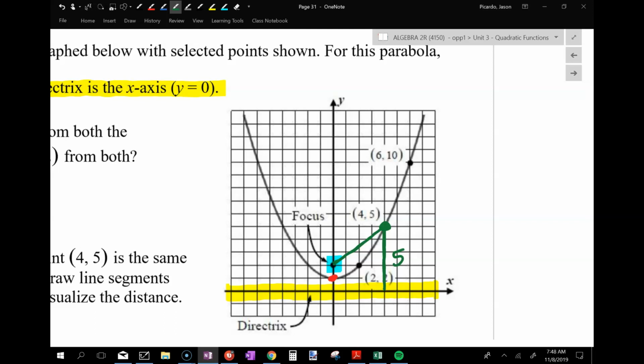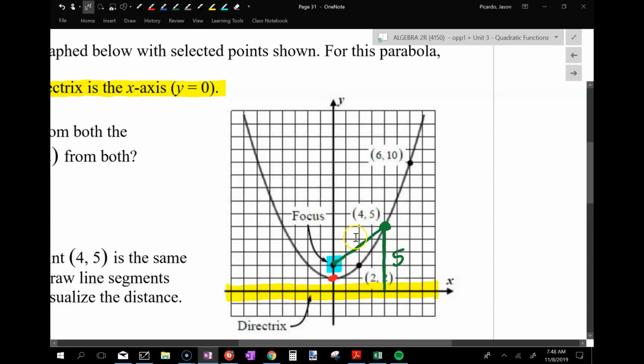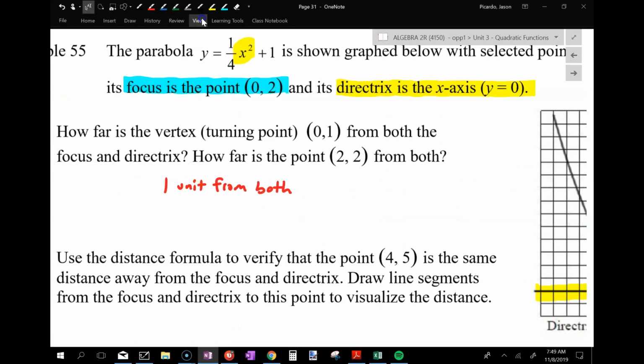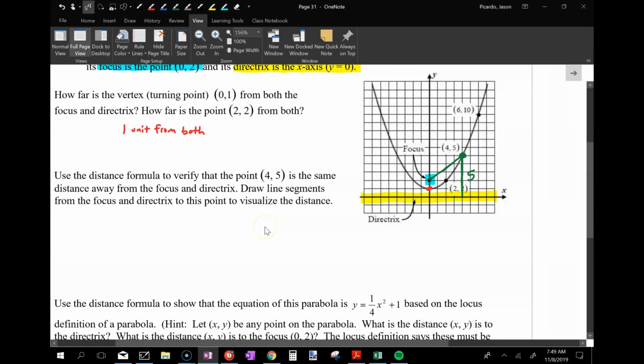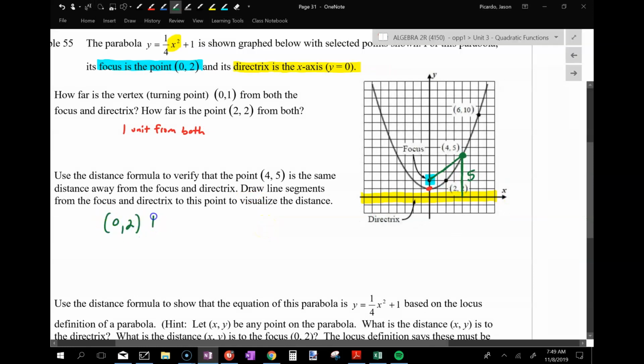Well, luckily we have a distance formula to check that, don't we? So I want to know, is (4, 5) 5 units from the focus, and where's the focus located? At (0, 2). All right, so is the distance from (0, 2) to (4, 5) equal to 5, right? So I'm going to use my distance formula, right?